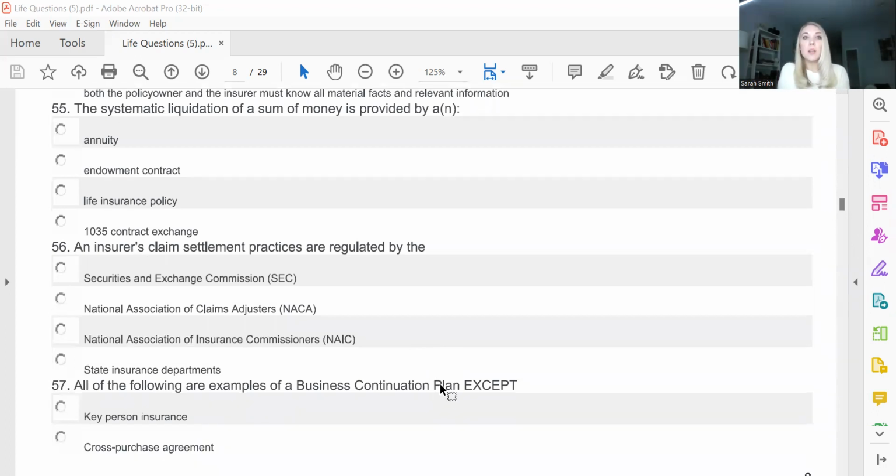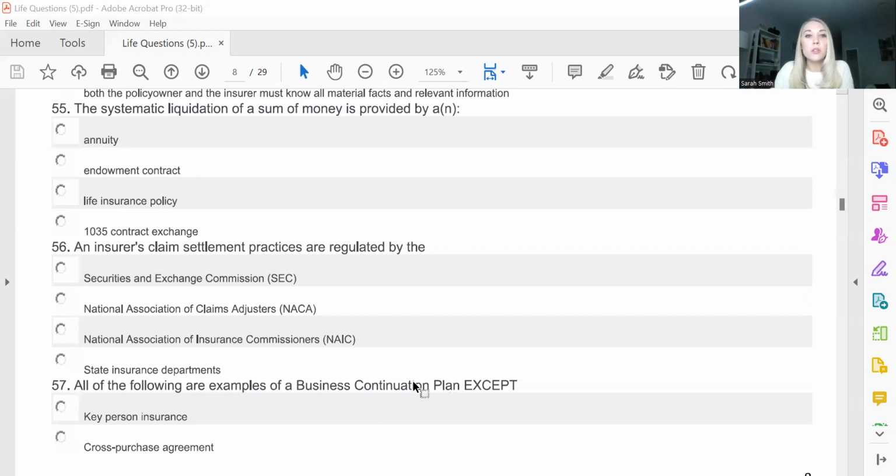The systematic liquidation of a sum of money is provided by what? Systematic liquidation of a sum of money. And this is going to be an annuity, which is why we like annuities for retirement accounts, right? Because systematically it will liquidate, meaning it will provide us money over a period of time.